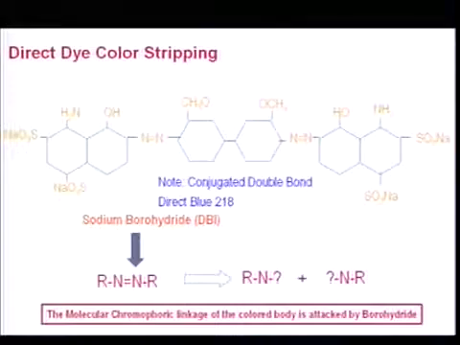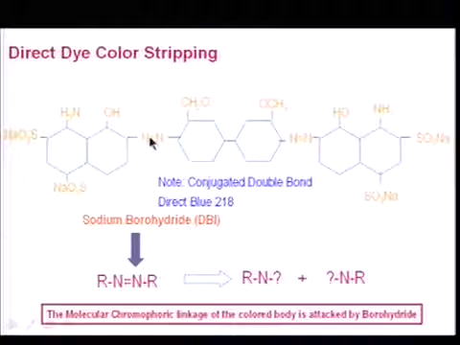For example, here is direct blue 218, and you have a nitrogen-nitrogen double bond, an azo group, here. There is another azo group. All these aromatic rings are combined with this chromatic site. These are the color compounds. These are the color sites right there. The more color double bonds here, the darker the color you get.